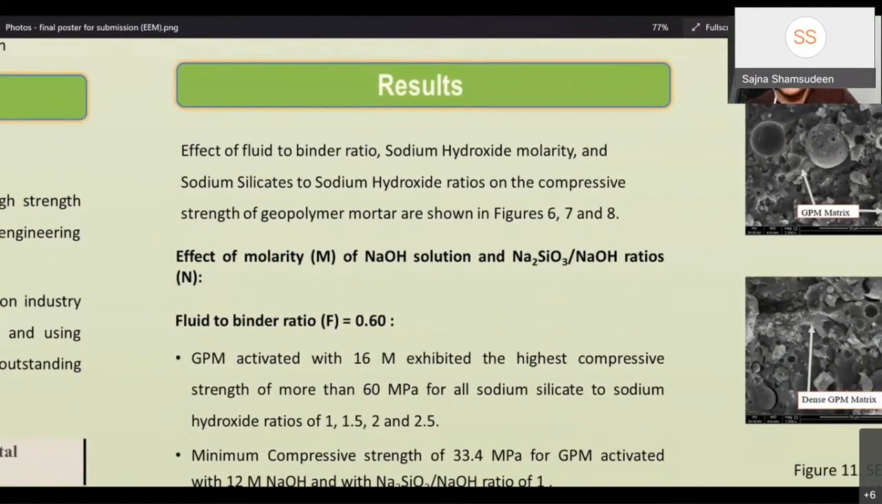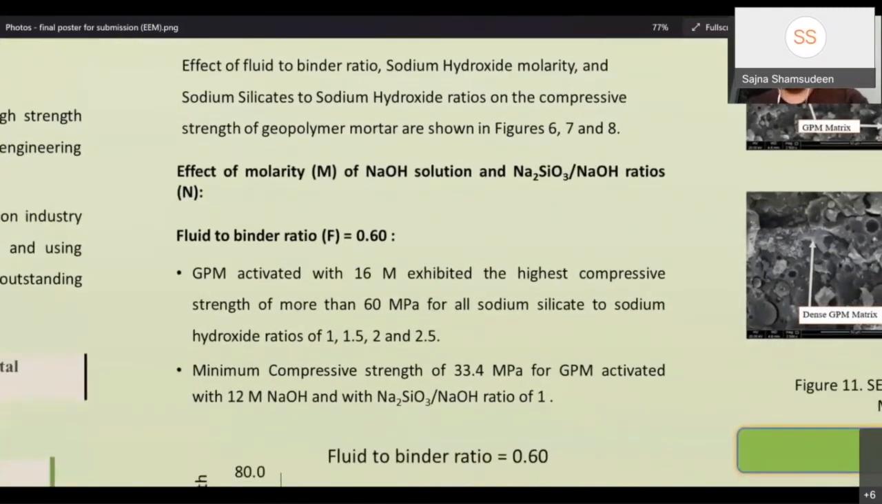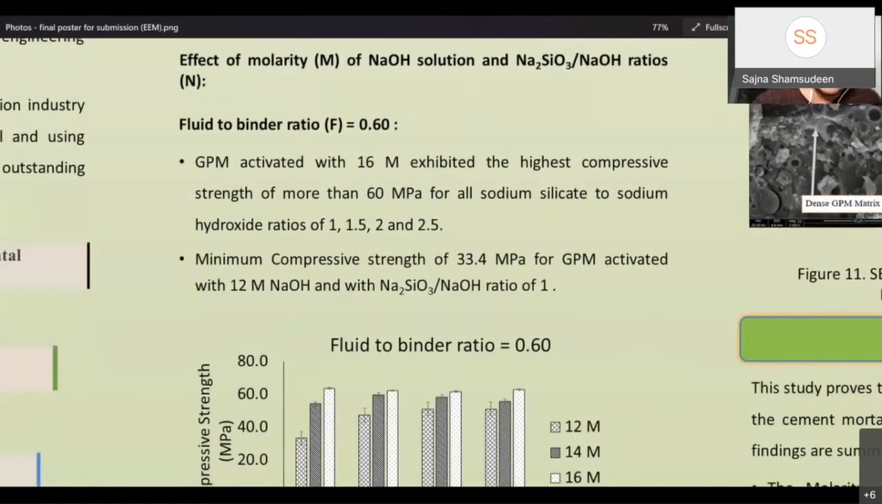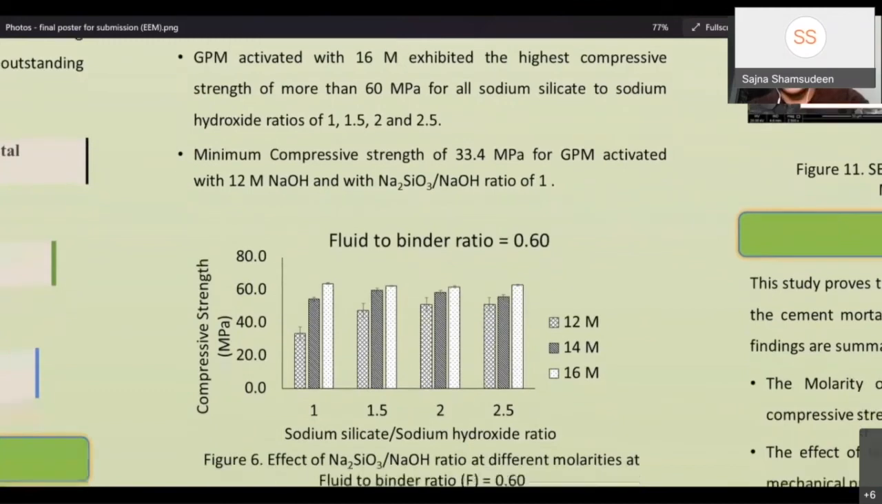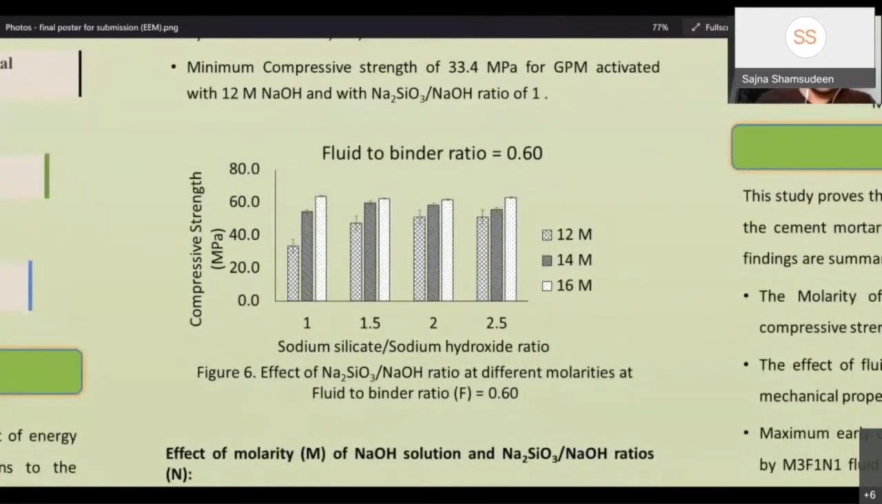So moving on to the results, the result shows that the effect of sodium hydroxide solution and sodium silicate to sodium hydroxide ratio is that the higher the molarity of the sodium hydroxide solution, 16 molar, exhibited the highest compressive strength. That's for all sodium silicate to sodium hydroxide ratios. And we reached the minimum compressive strength of 33.4 megapascal for geopolymer with 12 molar concentration of sodium hydroxide, as can be seen here from figure 6.